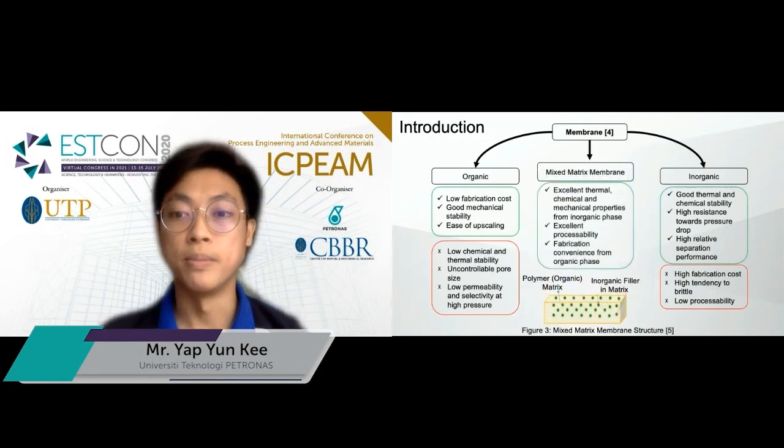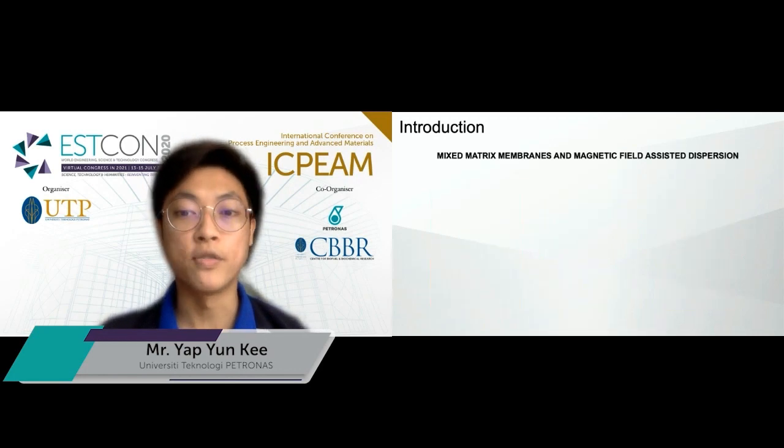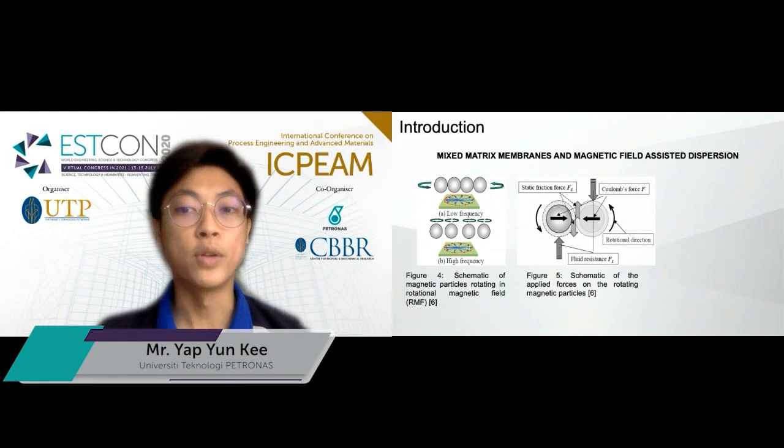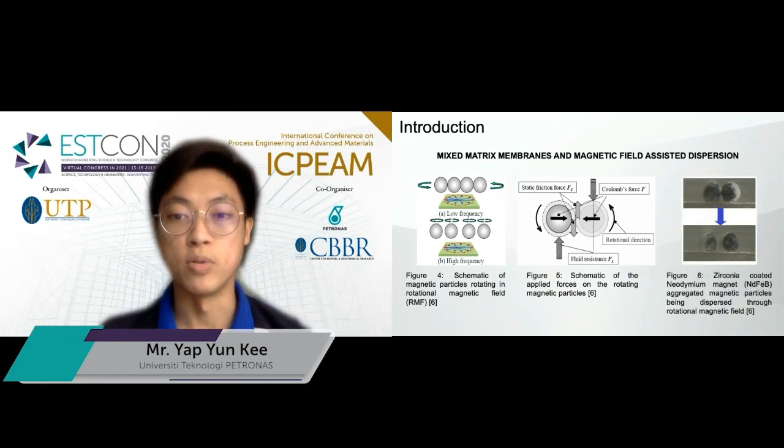Mixed matrix membrane incorporates the advantages of both types by incorporating inorganic filler, which is responsible for gas performances, into organic polymer for ease of fabrication. However, fillers face agglomeration in mixed matrix membrane. Dispersion and agglomeration of fillers is an issue, and one of the ways that may improve the dispersion is by using rotational magnetic field, RMF, to manipulate the dispersion of filler in mixed matrix membrane.